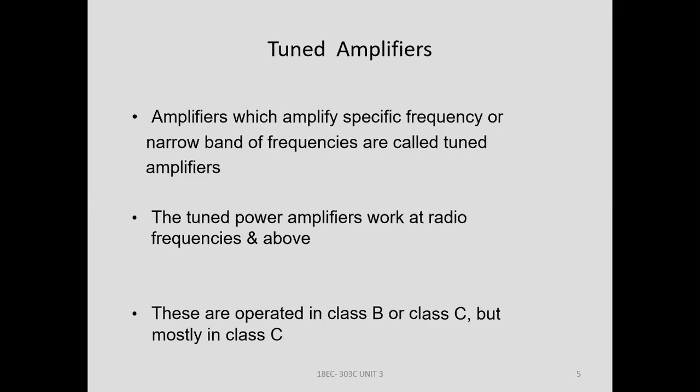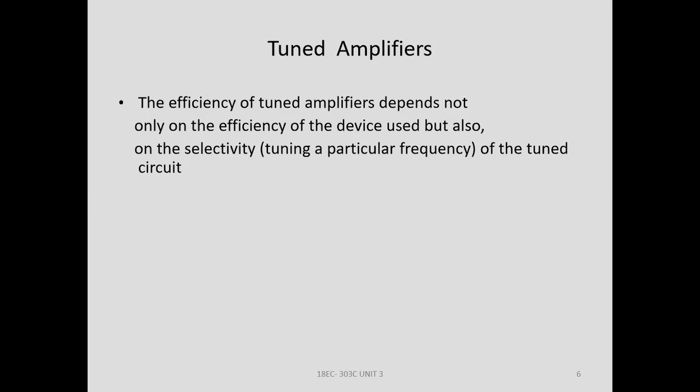What is a tuned amplifier? An amplifier which amplifies a specific frequency or a narrow band of frequencies is called a tuned amplifier. A tuned amplifier is a circuit that amplifies the particular selected frequency. The tuned power amplifiers work at radio frequencies and above. Generally Class B and Class C amplifiers are used to design these tuned amplifiers, and the preferred one is the Class C amplifier.